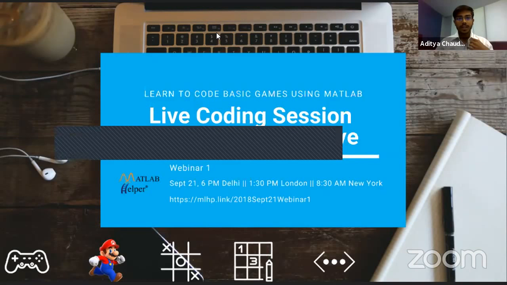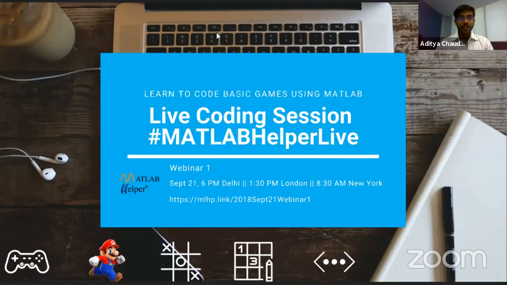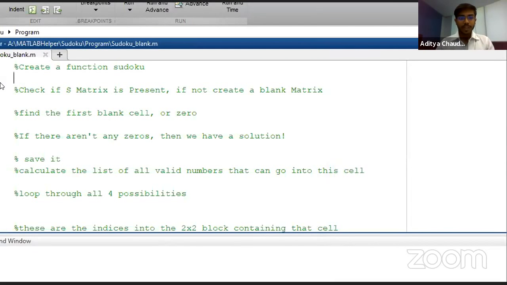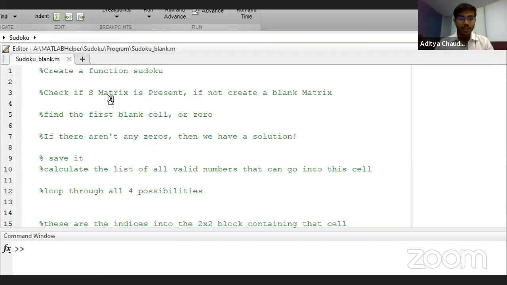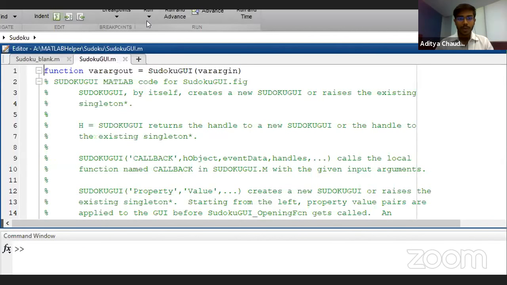Okay, so let's get started with the coding part. Let me share my screen. So here I've created the Sudoku blank template. So that's the create function. So we'll be creating a function Sudoku before creating the GUI. But before actually starting, let me show you how the game actually runs. So let me open the program and run it once for you.